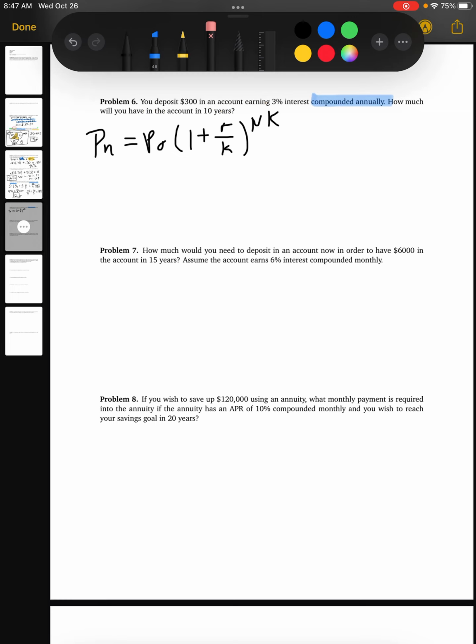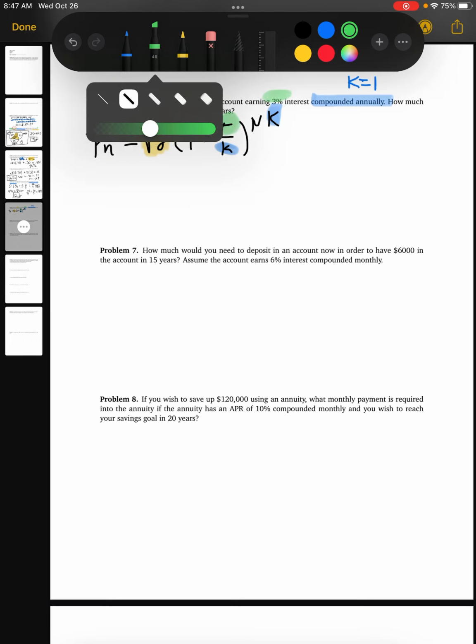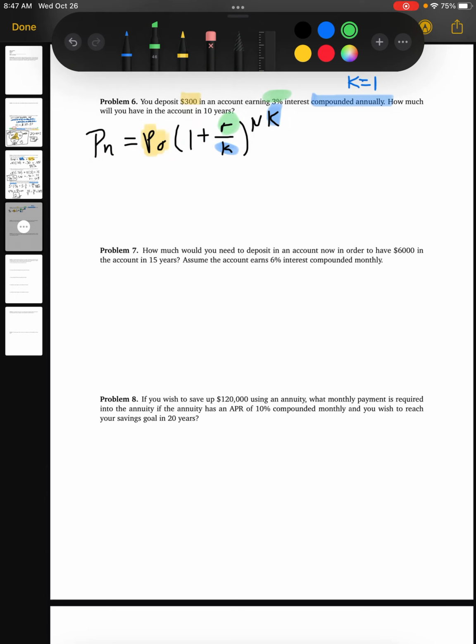Let's go ahead and fill in some numbers. Because I am compounding annually, my K is going to be equal to 1. Annually means something that happens one time per year. $300 is the deposit that I make, my initial deposit P0. 3% interest is my interest rate. Now remember, when you're putting this in, you put it in as a decimal. So what you put in there is going to be 0.03. And then they want to know how much we're going to have in the account in 10 years. So that makes N equal to 10.